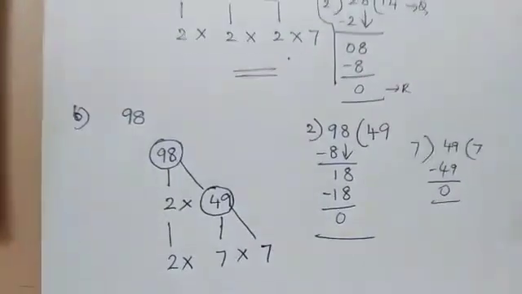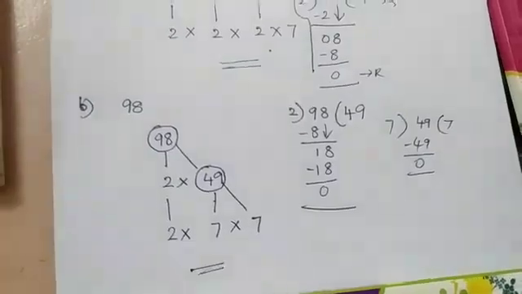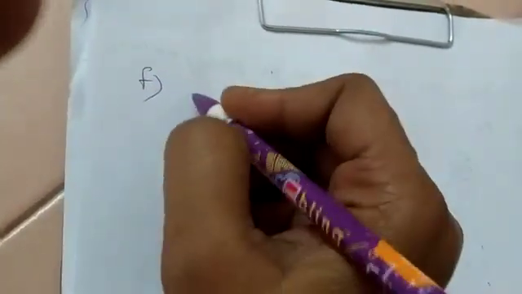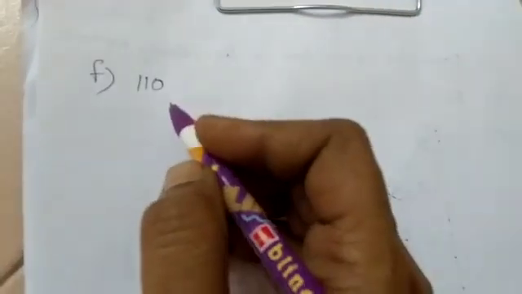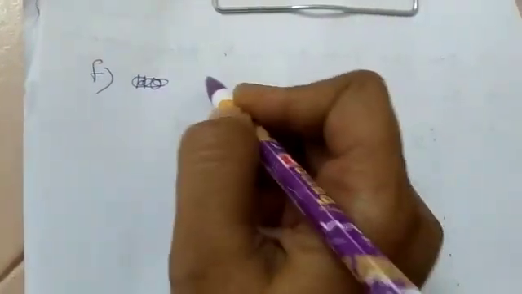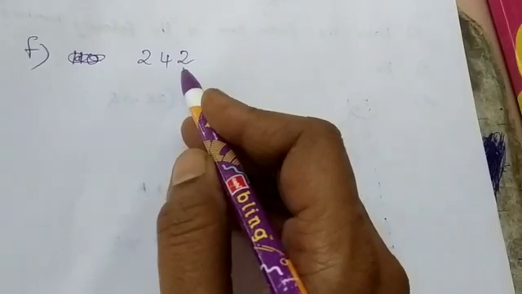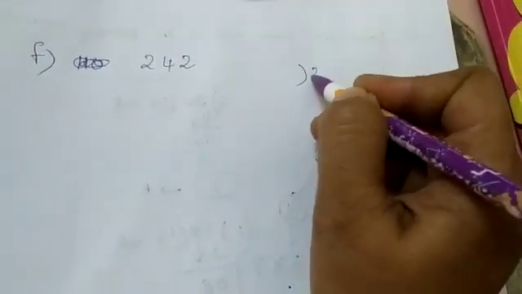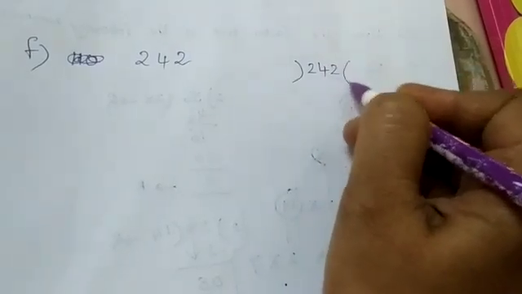Okay, now we have another problem. This is F1, I am going to explain it now. Sorry, 242. By seeing this number, you can say it is an even number. So, 242.